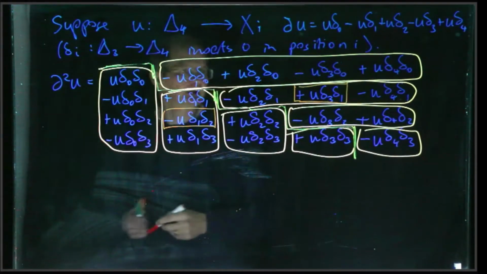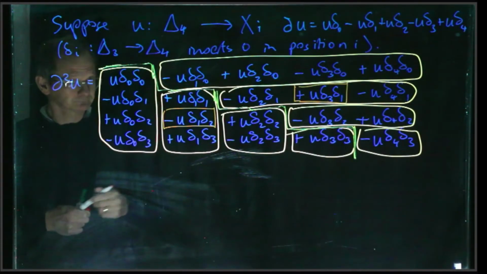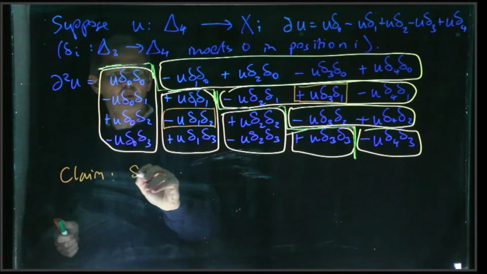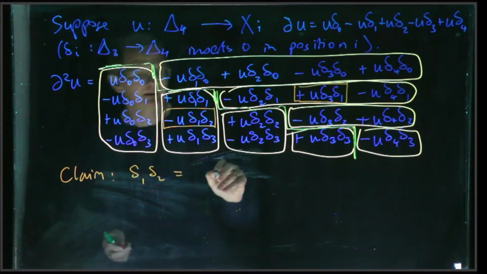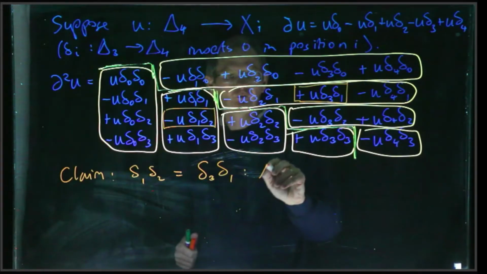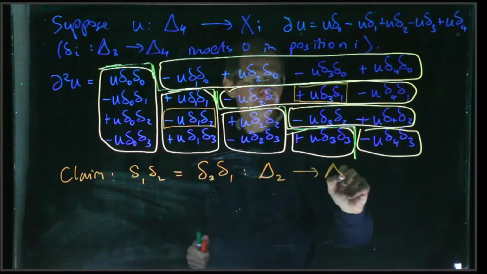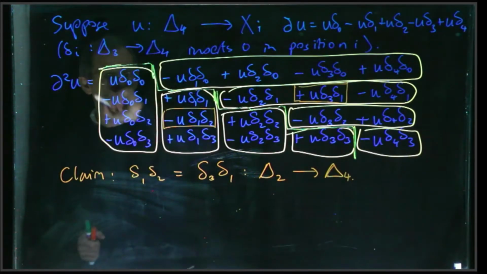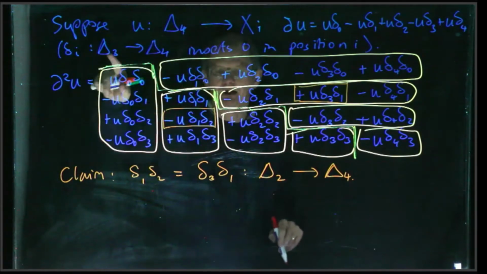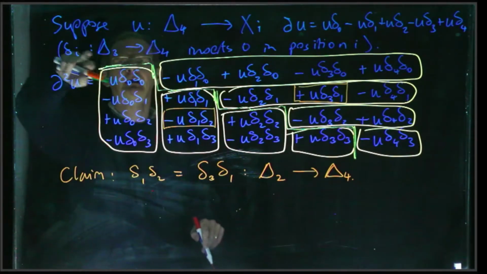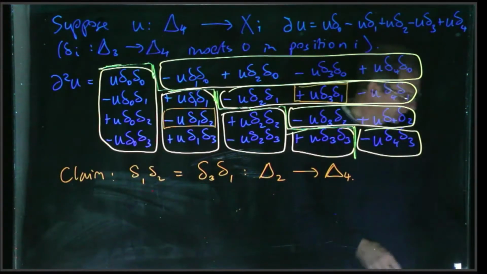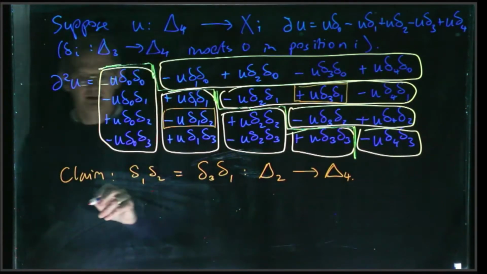So let's see how these work. The claim is that delta_1 delta_2 is the same as delta_3 delta_1. And remember, these are maps from Delta^2 to Delta^4. We started with a 4-simplex, and we had these delta_i going from the 3-simplex into the 4-simplex, and then we're doing this twice. So now we have various maps of Delta^2 into Delta^3, and the claim is that these two things are the same.